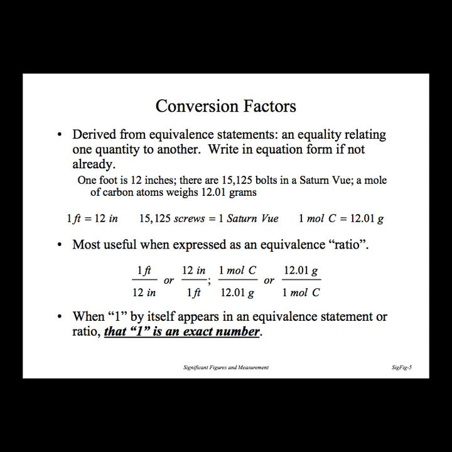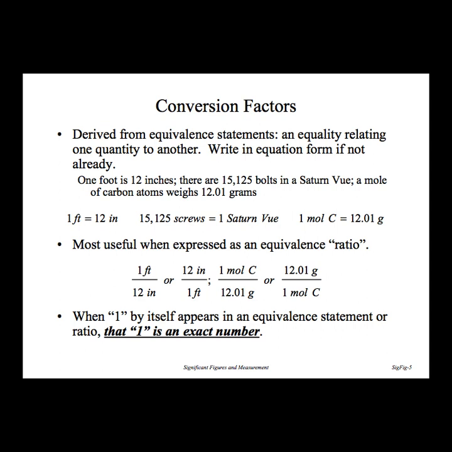Remember that these are statements that link one quantity to another. It's not saying, for example, that 15,125 screws is what a Saturn V is made of. It simply says that's what it contains. It's a little bit tricky in that regard, but a conversion factor allows us to take pieces of one thing and convert them into another.